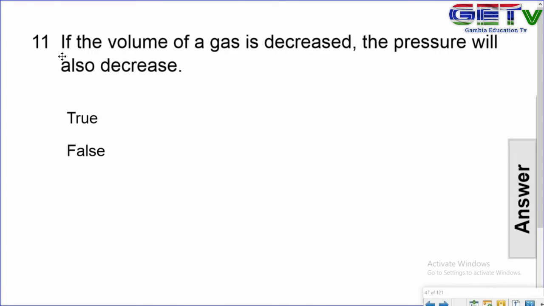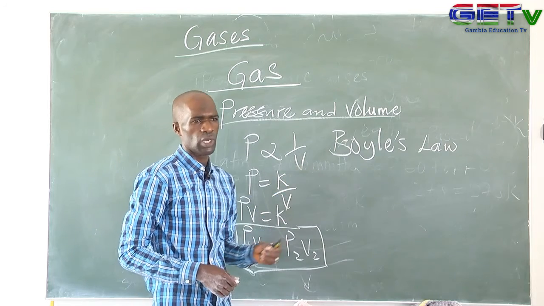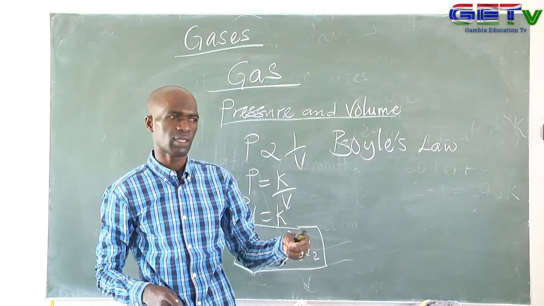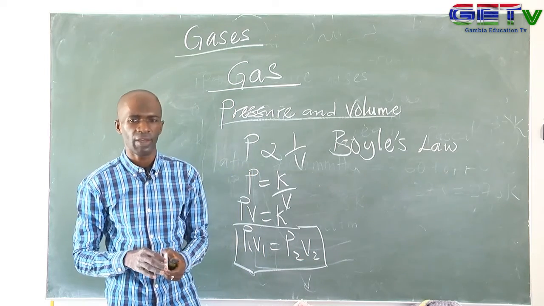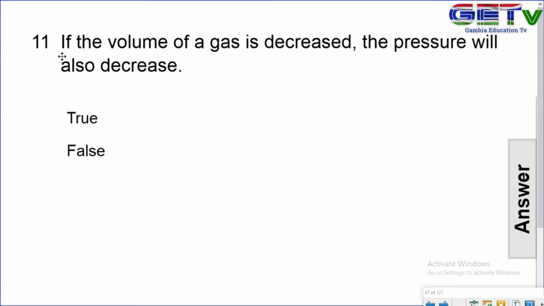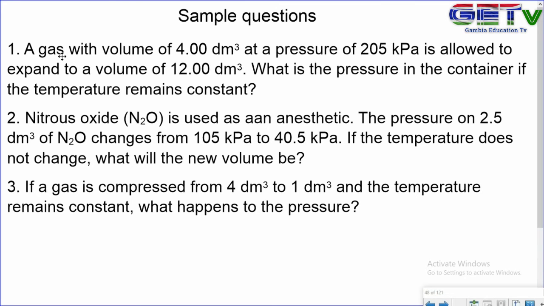So let's try to answer this question. If the volume of a gas is decreased, the pressure will also decrease. True or false? So according to the law, P is inversely proportional to V, meaning when one variable increases, the other should decrease. But here it is saying both variables are decreasing. So therefore, the answer is false. Let's look at a few sample questions.